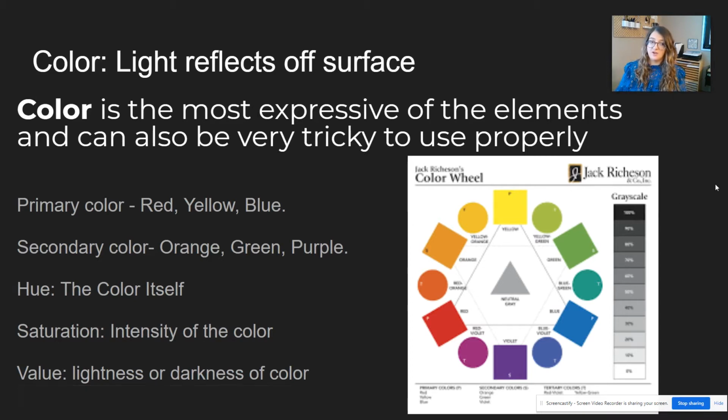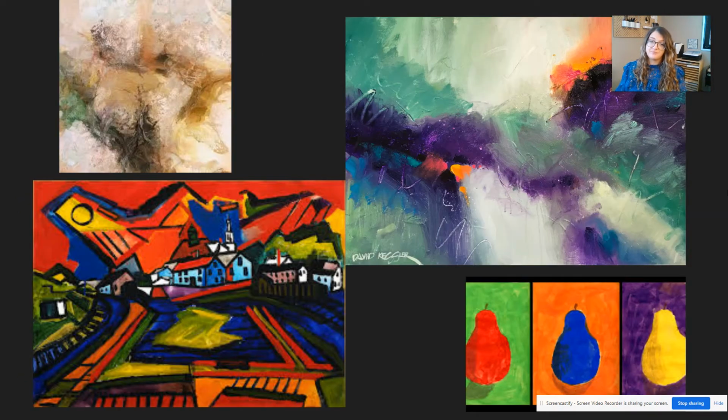Also to do with color, you have hue. So hue is the color itself. You have saturation, which is the intensity of the color, and you have value, which is the lightness and darkness of the color. Here are some examples of how color is used. Over here, you have some really bright, vibrant colors, and over here you have some more muted tones. Over here are the complementary colors.